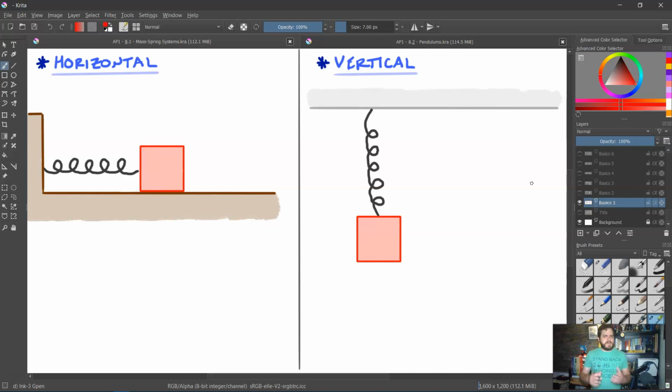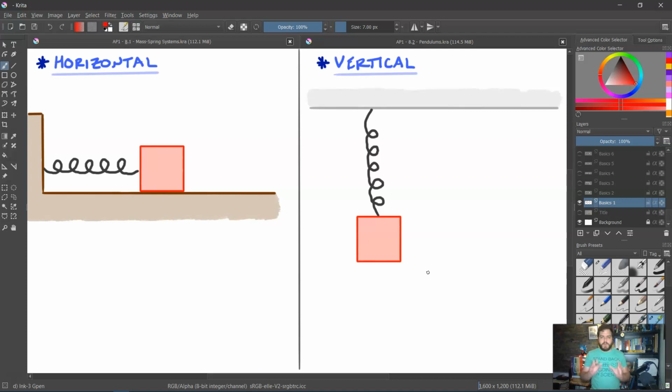Now, a mass spring system can be set up in a couple of different ways. It can be set up horizontally, so we've got the mass resting on some surface. We're going to assume this surface is frictionless to keep our life a little easier. It's going to be attached to a spring that's attached to something anchoring that spring in place. Or we could have it in a vertical setup like this, where the spring is attached to the block and the spring is hanging from the ceiling.